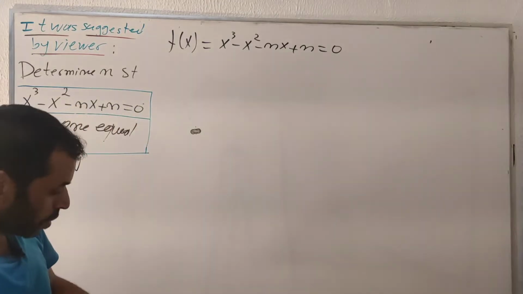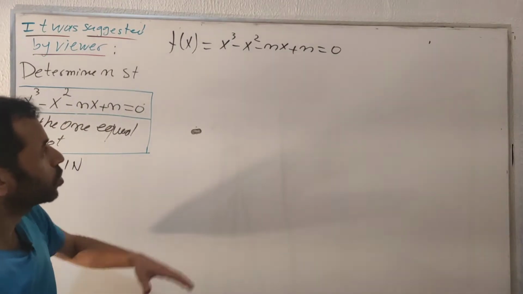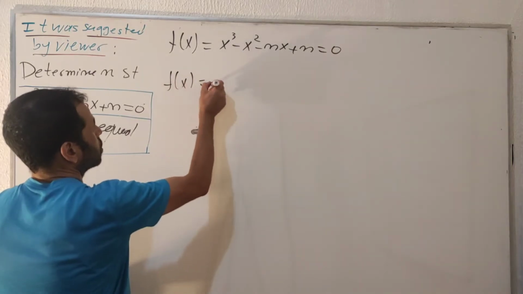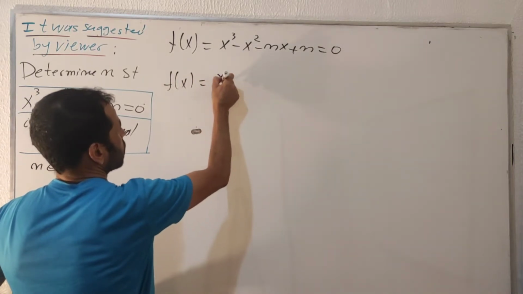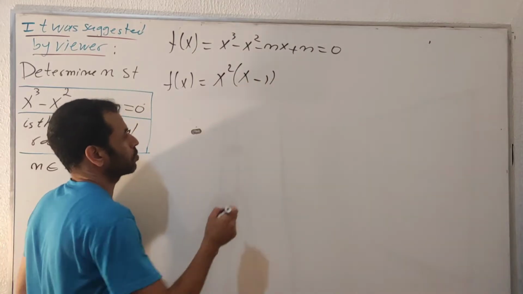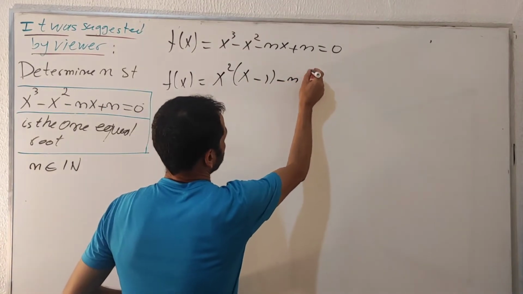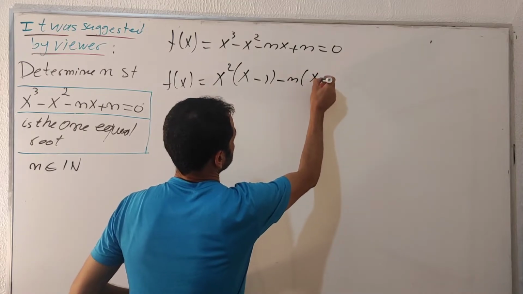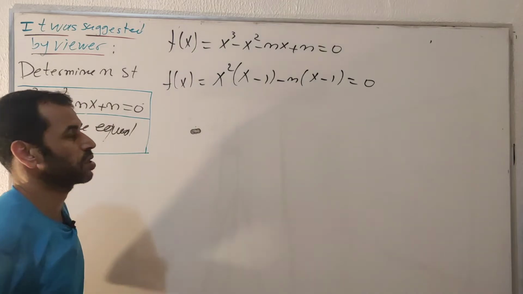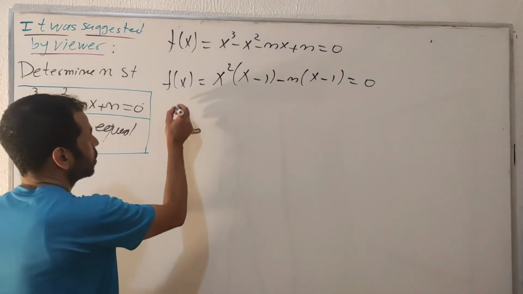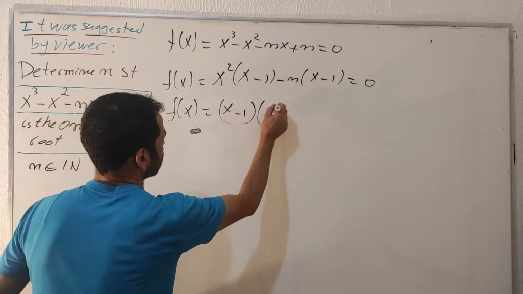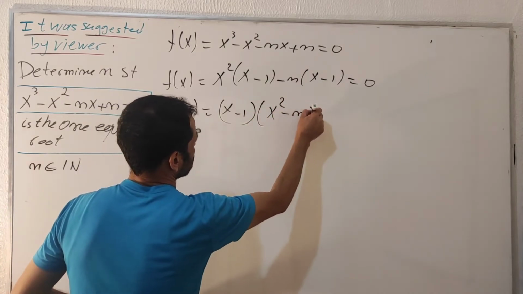Okay, so let's factor this one out. I have f of x. I'm going to take x squared as a common factor, multiplied by x minus 1. Also, I'm going to take minus n as a common factor for the second term, which is x minus 1, equals 0. So I get x minus 1 as a common multiplier here. So f of x equals x minus 1 times x squared minus n equals 0.